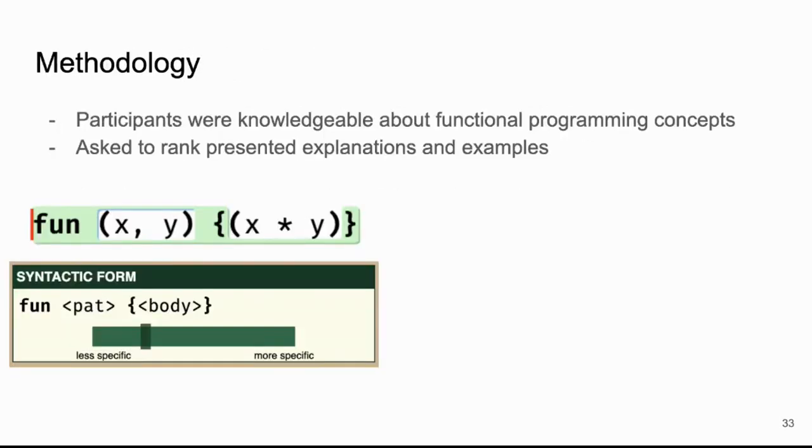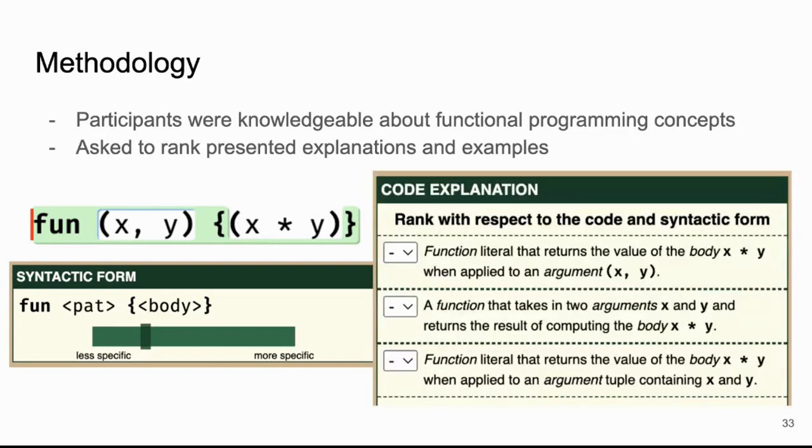So we ran the study with 10 participants, and like I said, we used participants who are knowledgeable about functional programming concepts since we were working within Hazel. These are people who were qualified and knew enough that you could go to them and ask them for help to explain these concepts. We presented them with a small code snippet and a piece of the syntactic form that was at some set indication of how specific the information was supposed to be. Then we provided them with a set of explanations and examples and asked them to rank these and provide feedback on what they thought about these different explanations and examples in relation to this piece of code and where the syntactic form was as far as level of specificity.